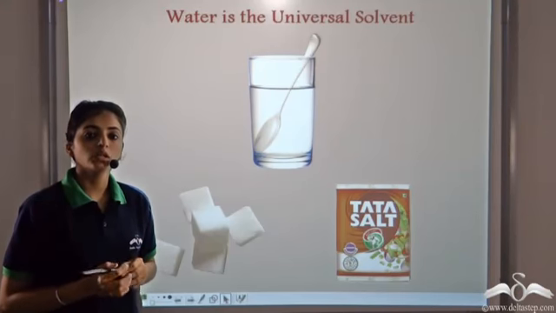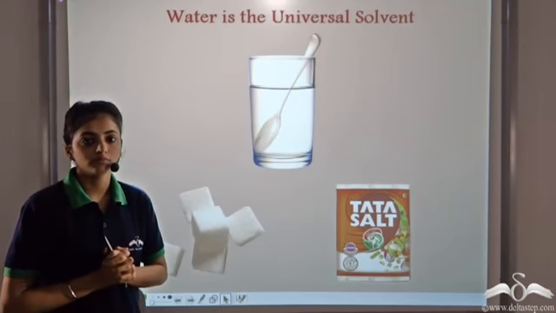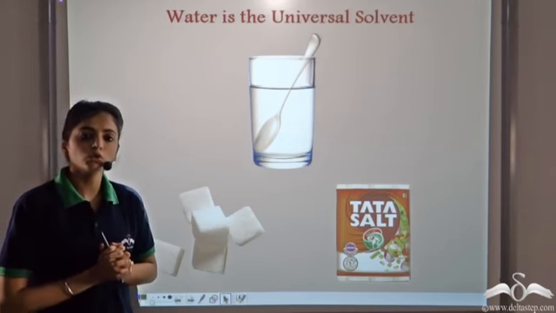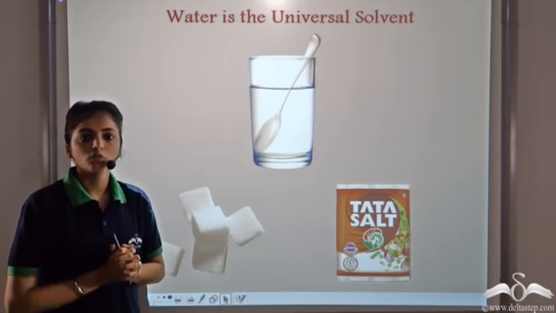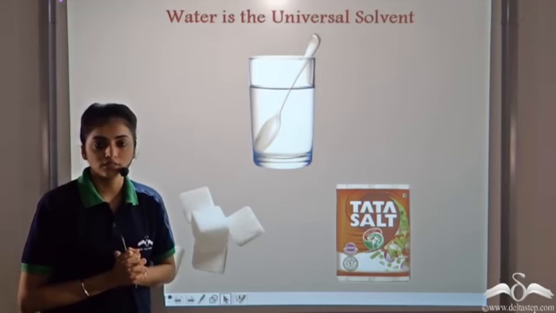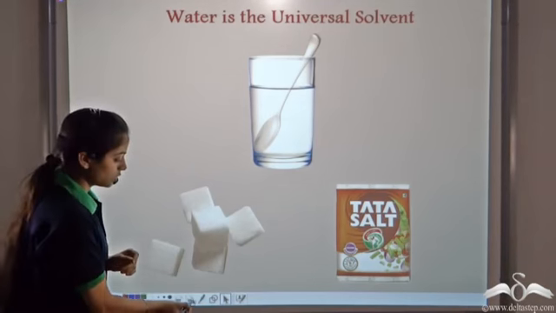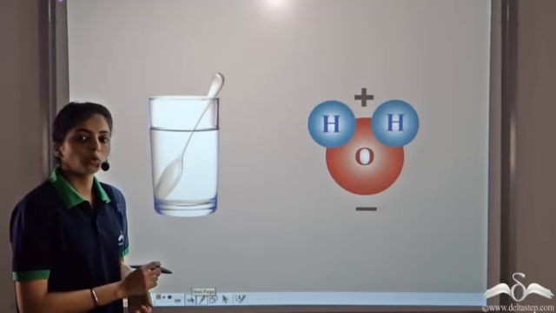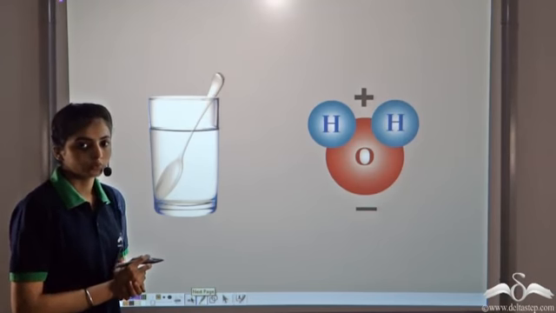Water is known as a universal solvent because it dissolves most of the substances. What property of water enables it to dissolve most of the substances? Well, the chemical formula of water is H2O.